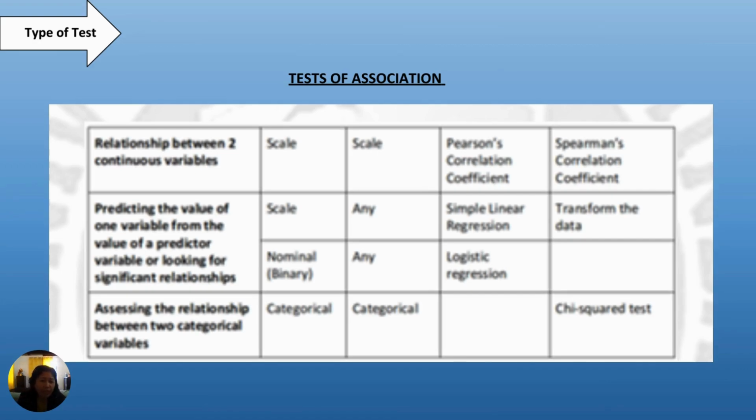Now, in assessing the relationship between two categorical variables naman, of course, since two categorical nga, both the dependent and the independent variables come with categorical data. So what we're going to use is automatically the chi-squared test. And there's no parametric test equivalent for that, so it's automatically a non-parametric test. So we use the chi-squared test.